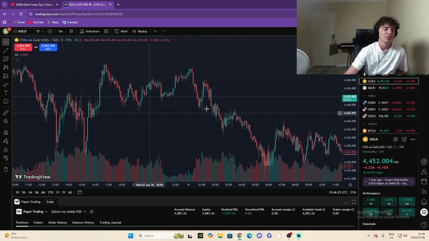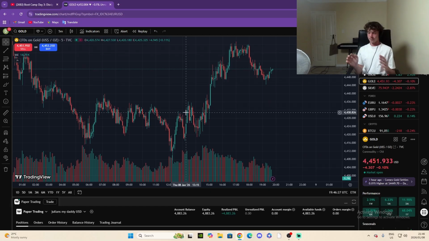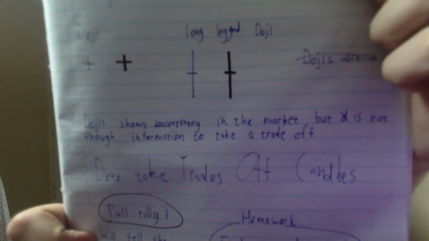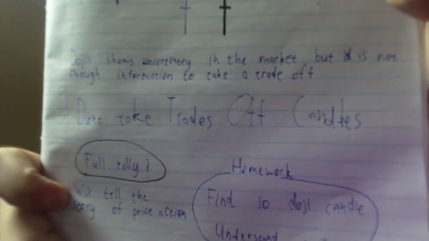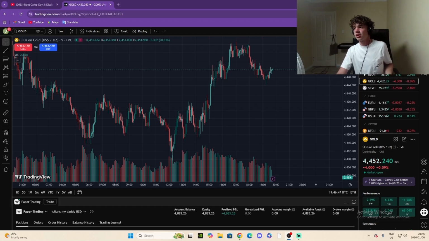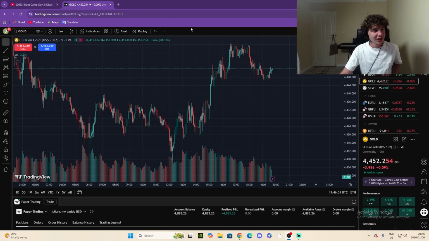Okay, that's my takeaway from this. Even though, oh shit, don't take trades off candles. This is still my takeaway. Doesn't mean I'm gonna take trades off candles, but this is kind of what I've gathered from today's lesson. I don't know if it's right though or not. I won't lie. I don't know.